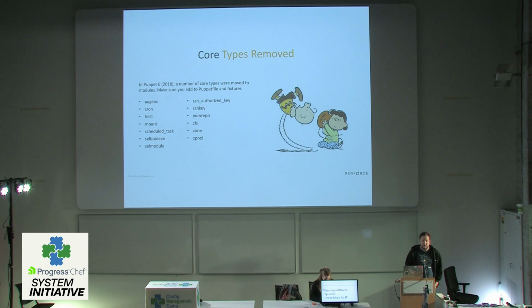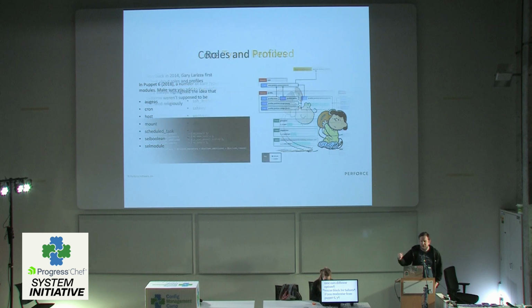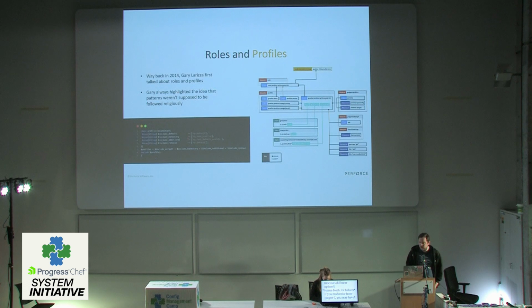One of the things you may find as well, if you're modernizing from an old Puppet base, is that from Puppet 6, a lot of core types were removed out and put into modules. So you may have that initial fear as you try and go there that suddenly a whole bunch of stuff fails.